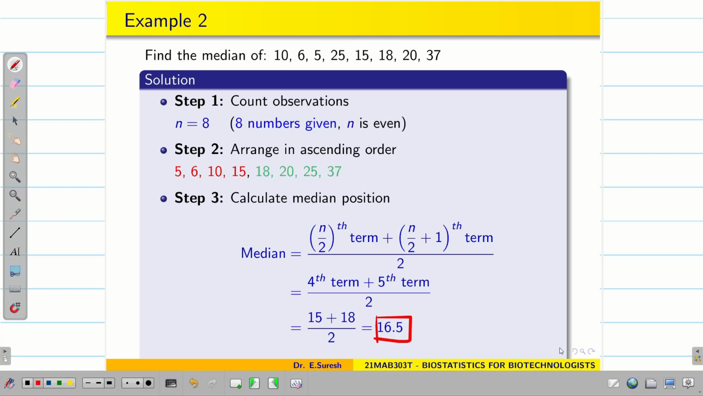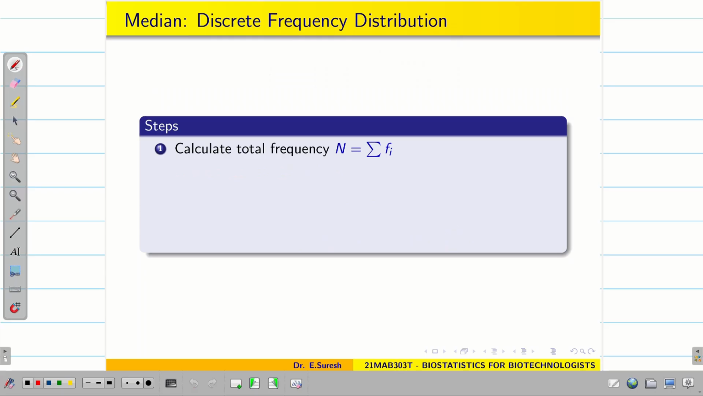As I said earlier, if n is even, then the median cannot be a number which is given in the original data. If n is odd, the median is going to be one of the numbers from the original data. Now we are going for the discrete frequency cases.